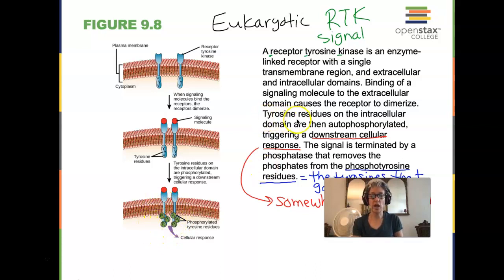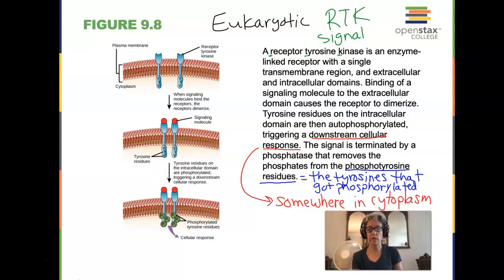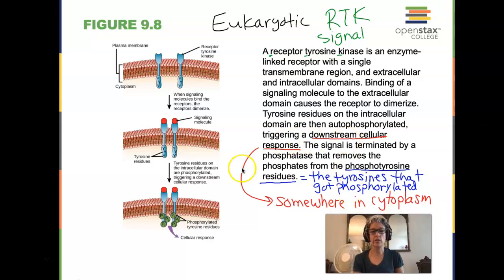Phosphorylation of the tyrosines on the inside of the membrane will trigger a response in the cell, and that signal stops when a phosphatase removes the phosphates, and they go back to looking like their original location. The signal comes off, and the individual components of the receptor tyrosine kinase dissociate and are still next to each other but not interacting.